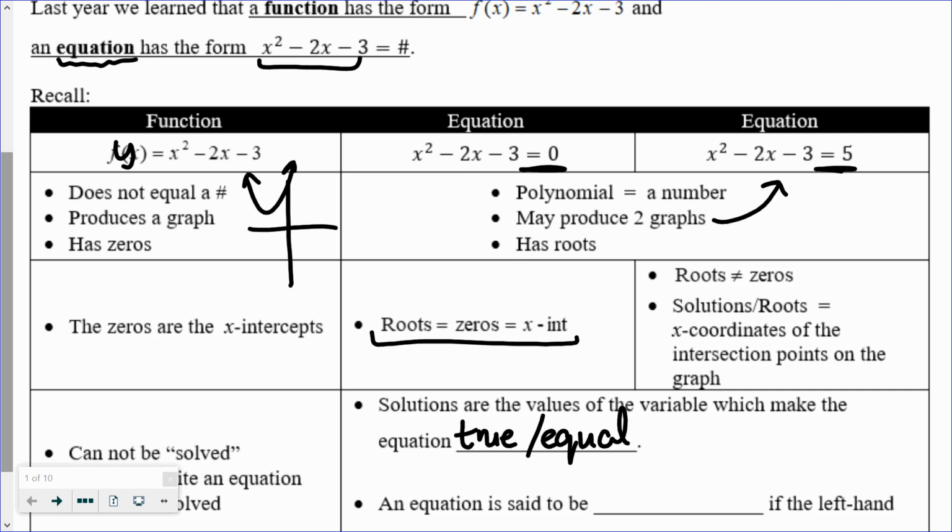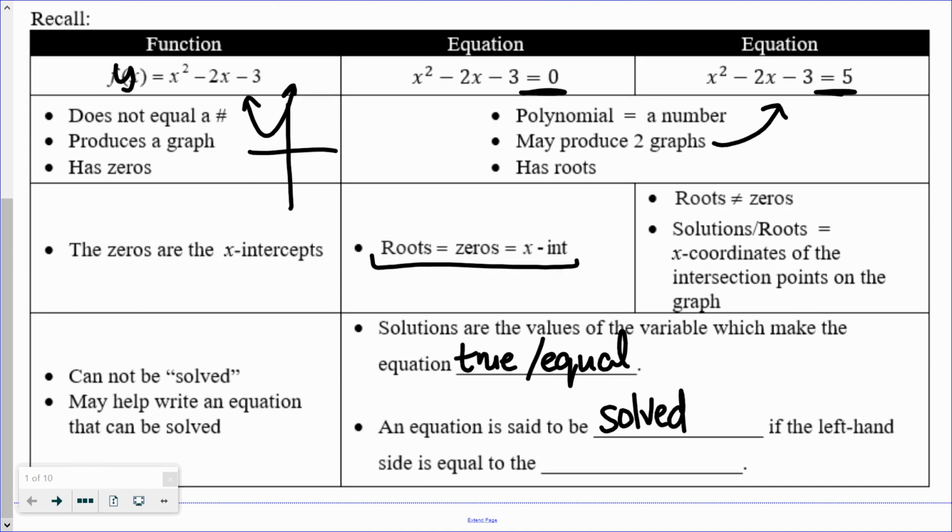So an equation is said to be solved. See, I'm going off the edge of the page here. It's said to be solved if your left-hand side of the equation is equal to the right-hand side. So once you solve it, you can substitute in your value for x, and it should make your left-hand side equal to your right-hand side of the equation.